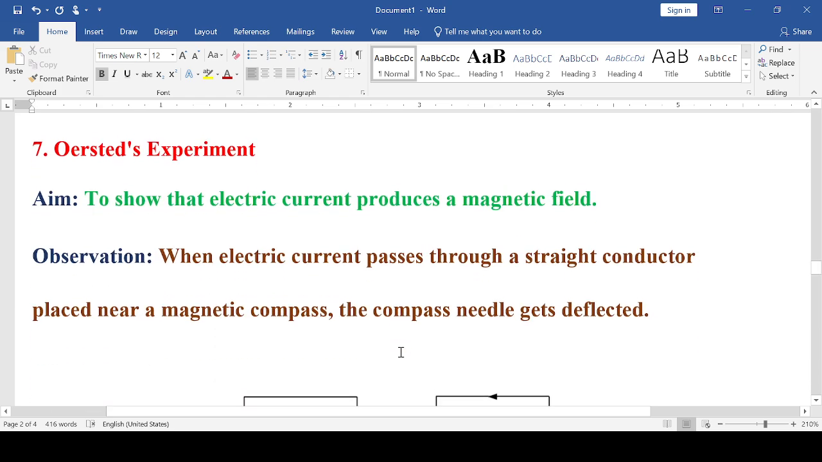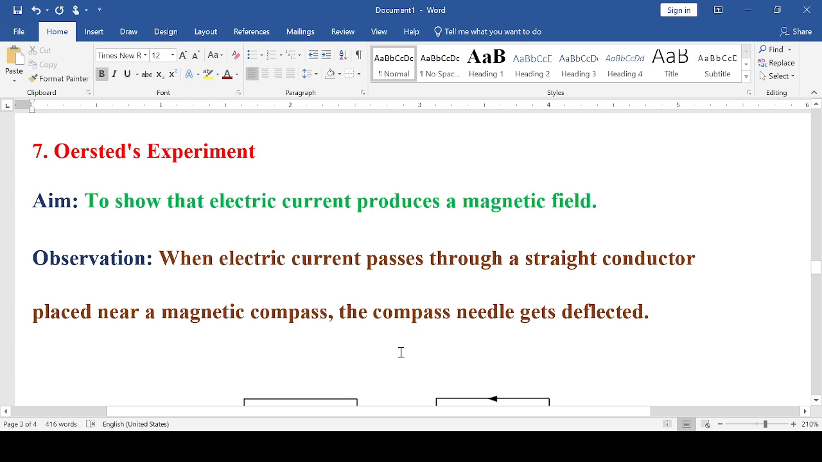Next comes Oersted's experiment. So what happened here? Why did we discuss this from the past? Students, Oersted is one of the scientists who gave the relationship between magnetism and electricity. With the help of electricity, we can produce magnetism, and vice versa. So he is the person who gave the relation.